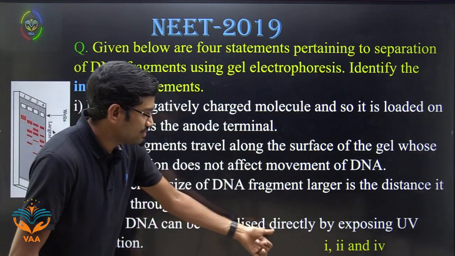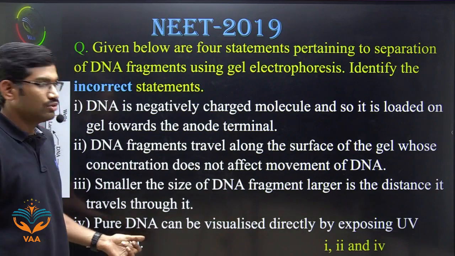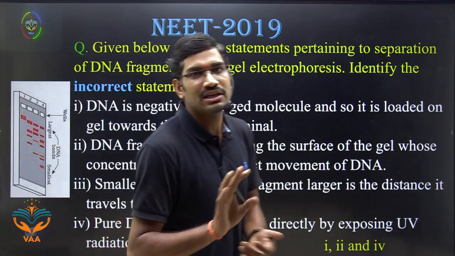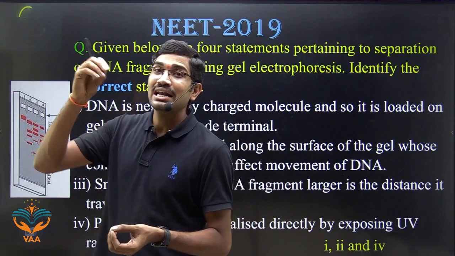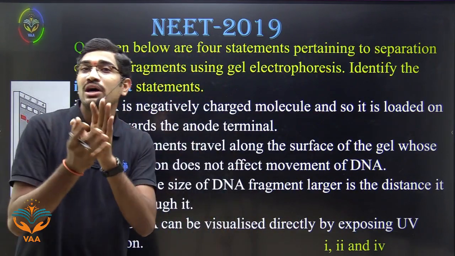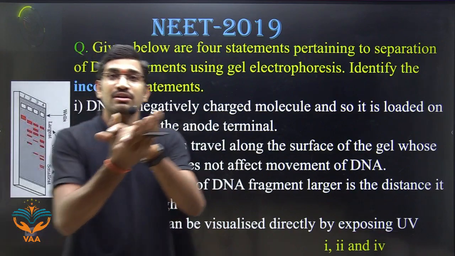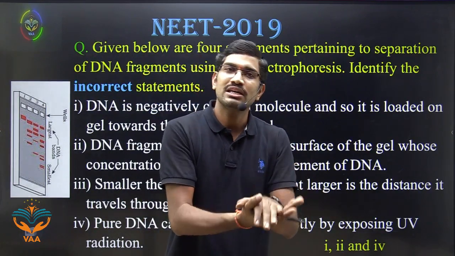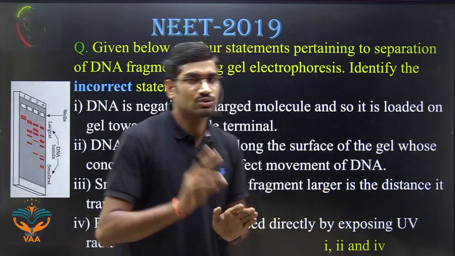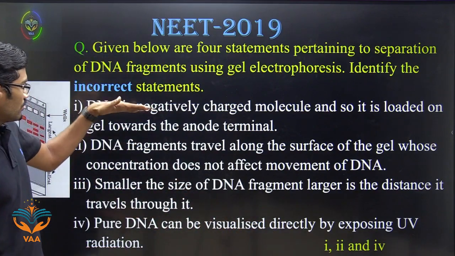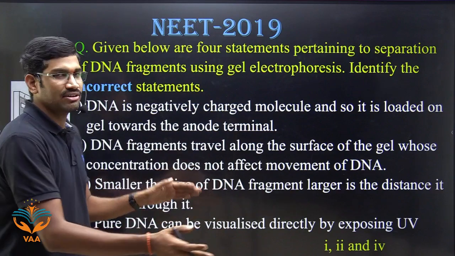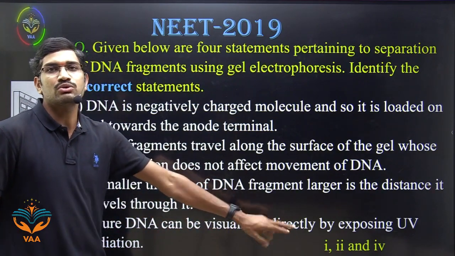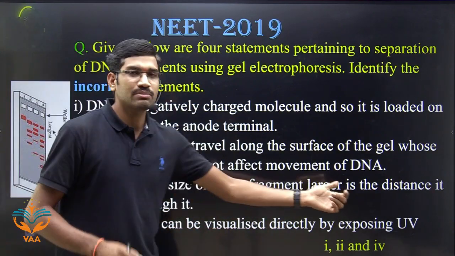Pure DNA can be visualized directly by exposing to UV radiation. Pure DNA cannot be visualized directly. Please remember, to the DNA we are adding the ethidium bromide. When these two are intercalated, then only when it is exposed to UV can we see them. Understood or not? So that's why this statement is also wrong. So 1, 2 and 4 are incorrect statements. They have given different options and this option is correct. 1, 2 and 4 are incorrect. Only the third statement is correct.